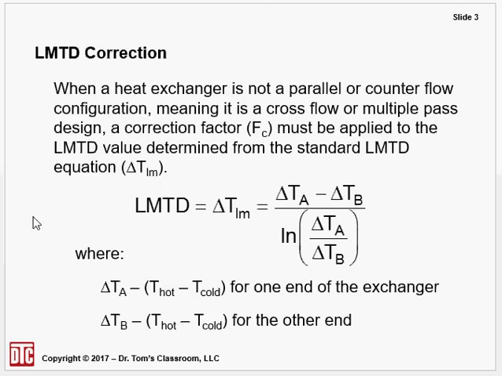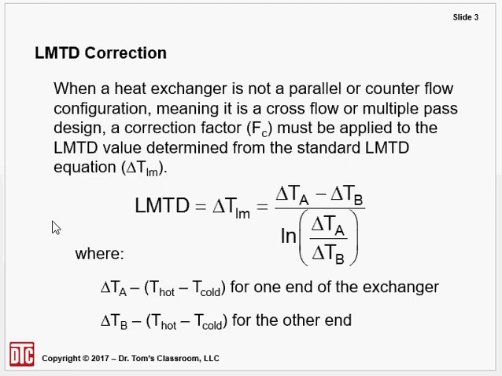And recall that this log mean temperature difference, delta T LM for short, is delta T A minus delta T B divided by the Ln of delta T A over delta T B. Those two terms are the difference in the temperature, hot and cold, for one end of the exchanger and the other end, and it really doesn't make any difference how you set it up. It will remarkably come out to be the same value.